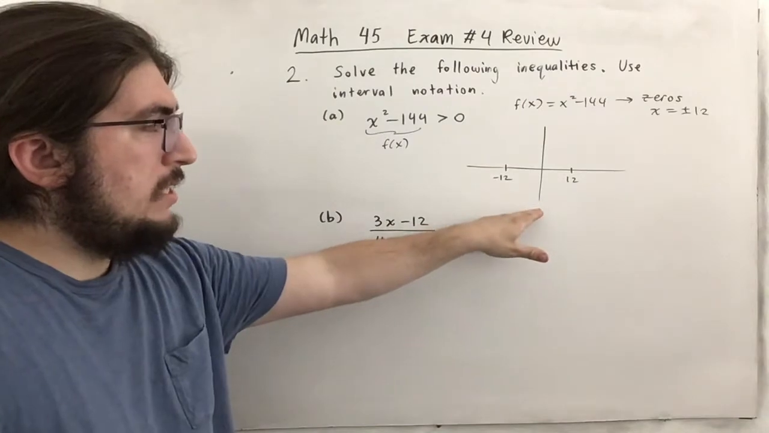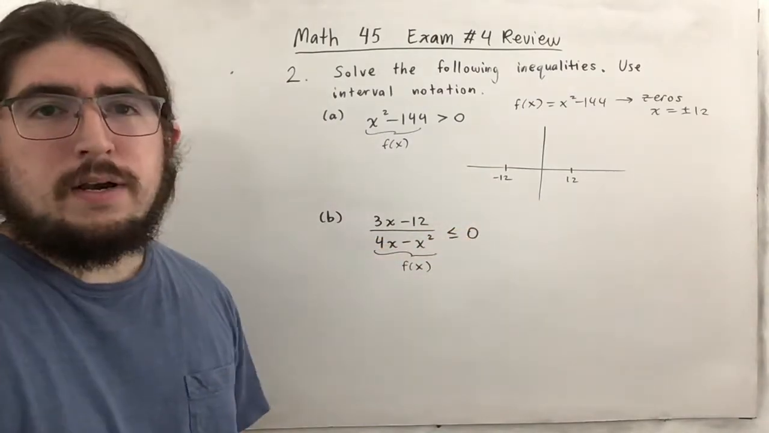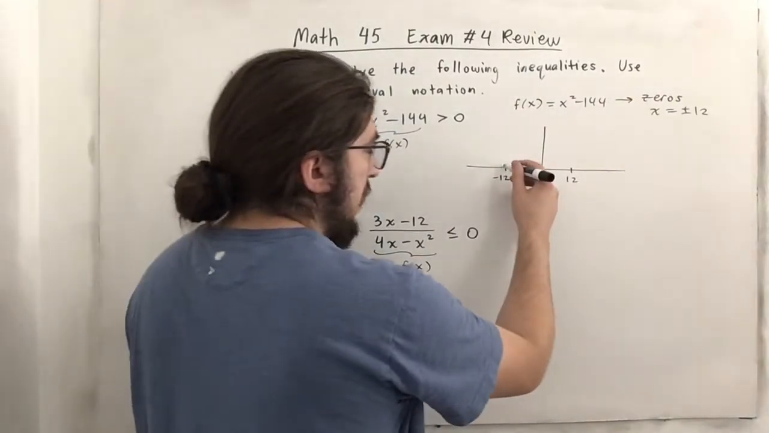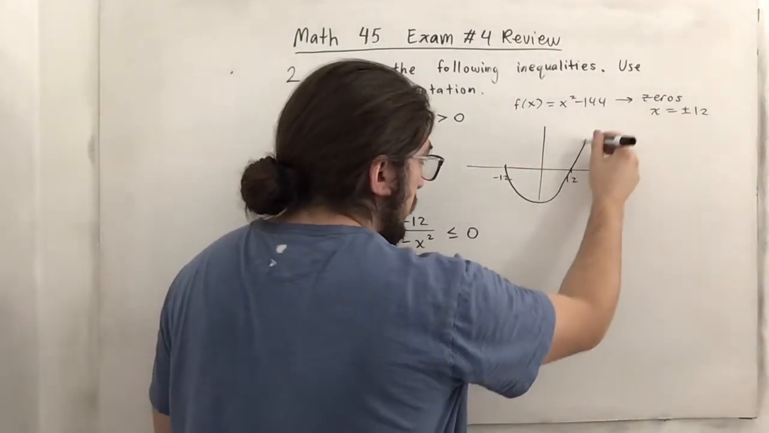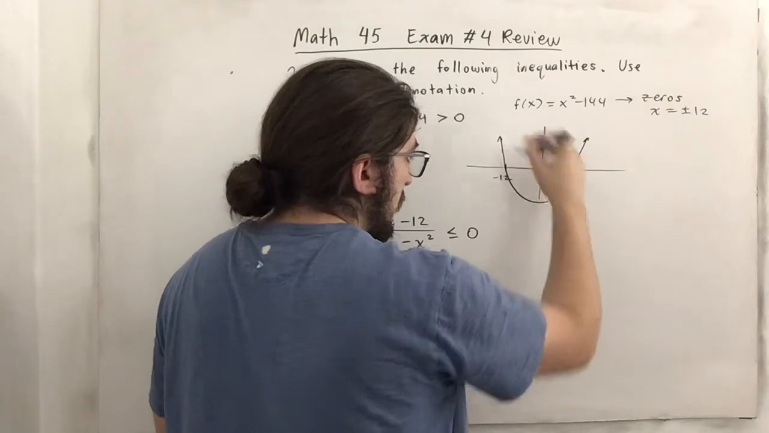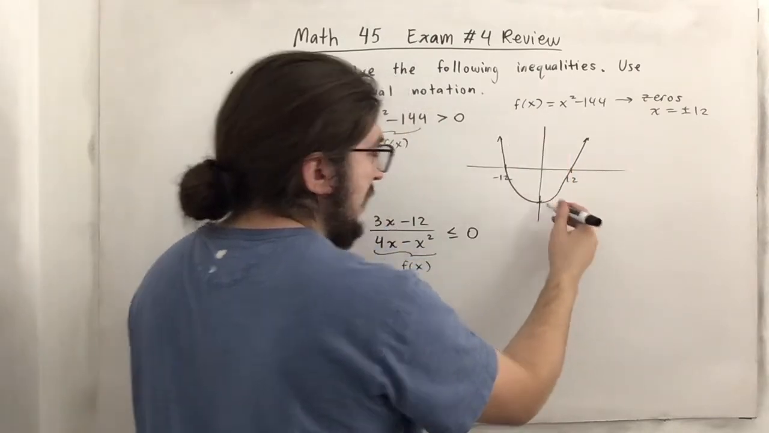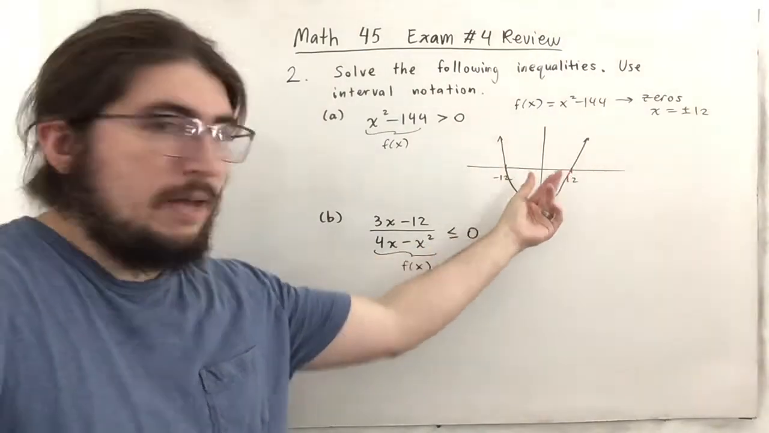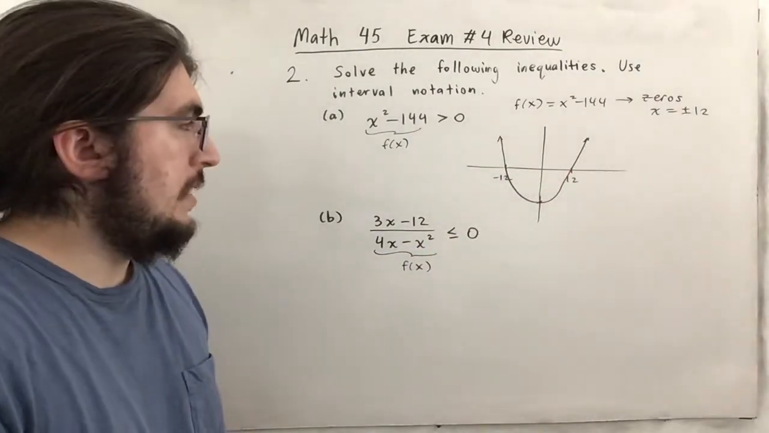Now where it actually intercepts the y-axis is not important, but when x is 0, you can clearly see it's negative 144. So this is not to scale, but the parabola will look something like this. But again, where it crosses the y-axis technically is negative 144, so clearly this is not to scale, because to scale that would be like way down there or something like that.